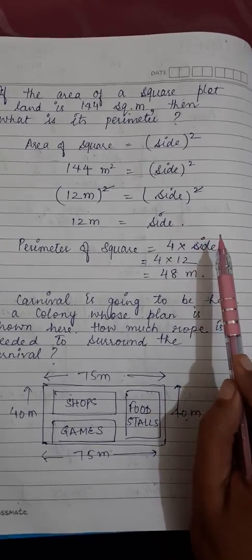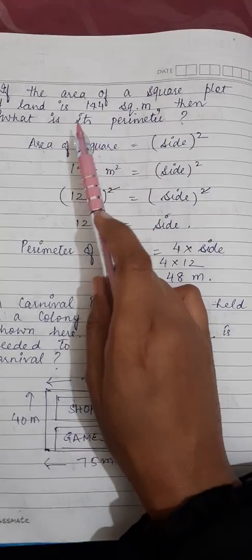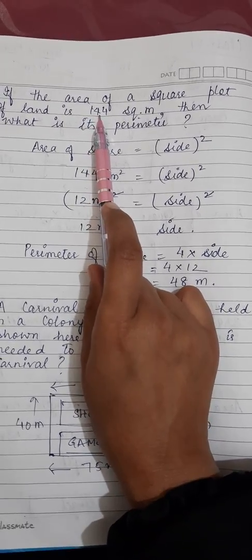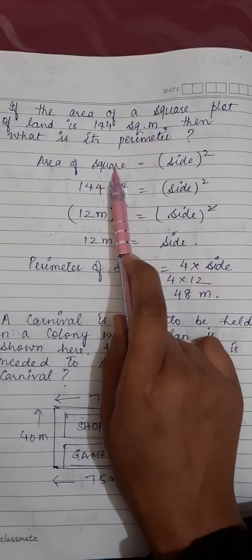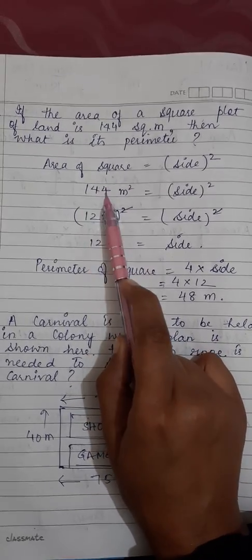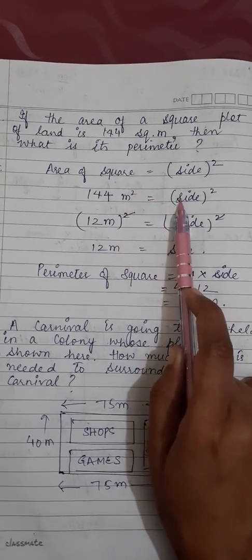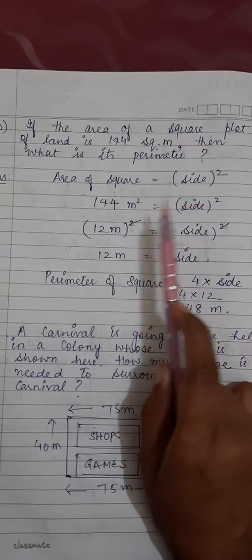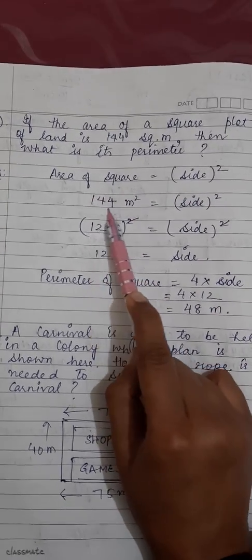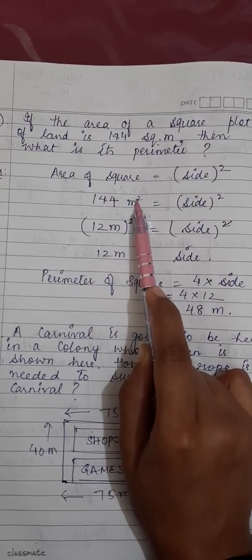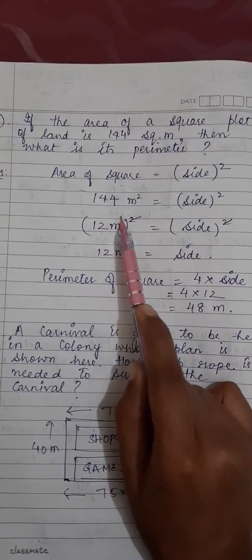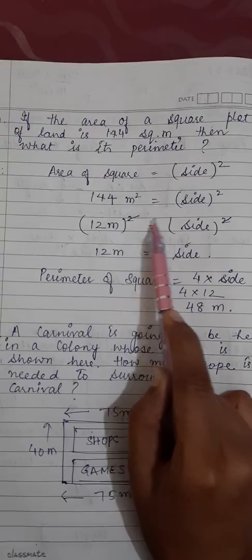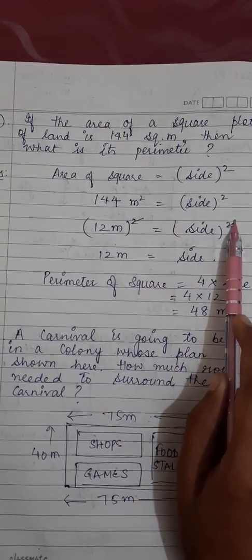We don't know. So to find the side, we will take the help of this information which is given, area of square. What is the area of square? Side square. And what is the area of square already given? 144 meters square equals side square. Now 144 is the square of which number? It is the square of 12. So 12 meters whole square is equal to side square.